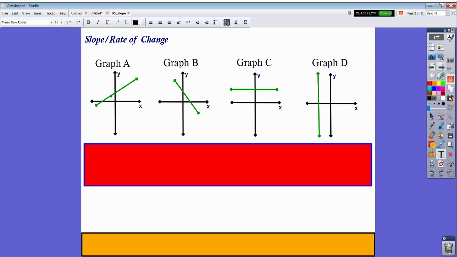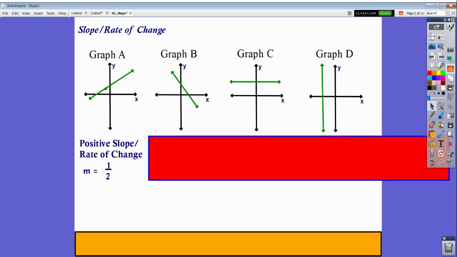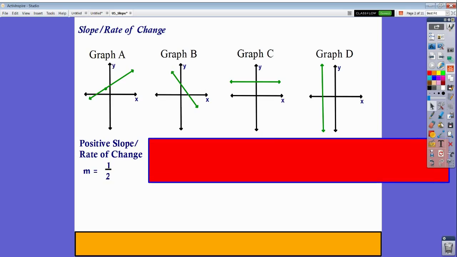So when I look at graph A, I can see that it does have a positive slope or a positive rate of change. An example of that would be m is equal to 1/2. We could also have m is equal to 2. We could have m is equal to 3/4. All these are examples of positive slopes.